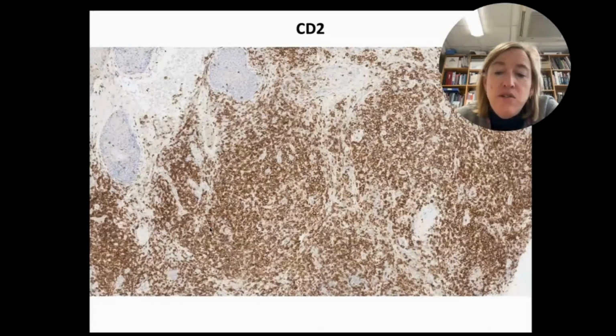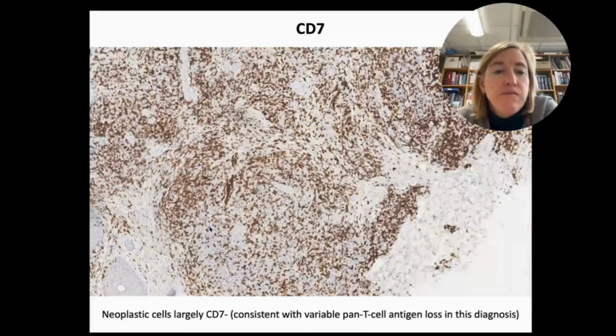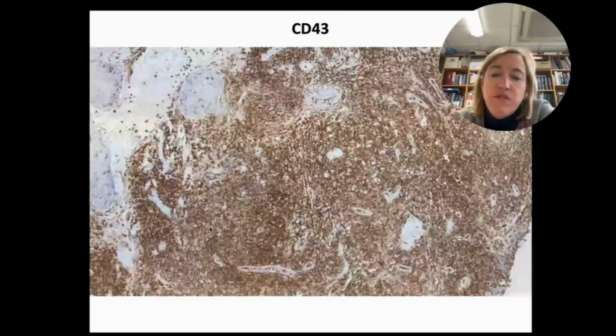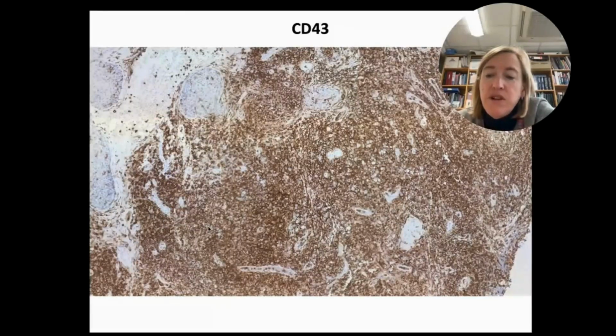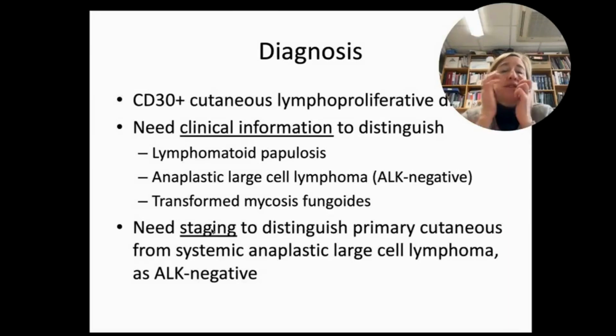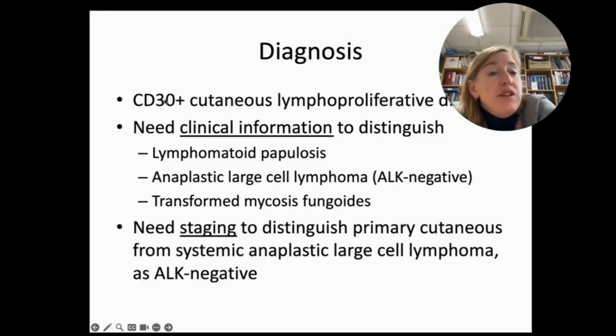They've retained CD2 and CD5, and probably not CD7, but they're positive for CD45 and CD43. So what is this? And hopefully, if you've been following along, you've had a chance to have a bit of a think. So this is something in the spectrum of CD30 positive cutaneous lymphoproliferative disorders, or CD30 positive cutaneous T-cell lymphoproliferative disorders, I should say. And they're jolly hard to differentiate.